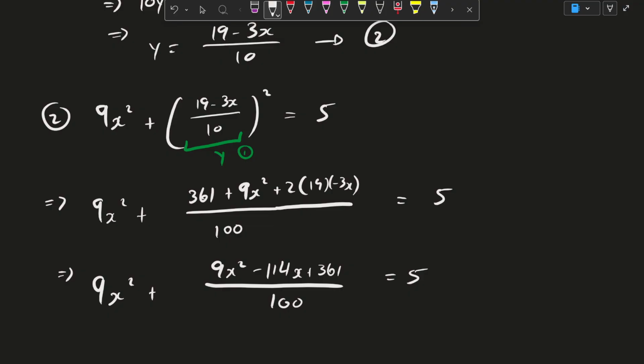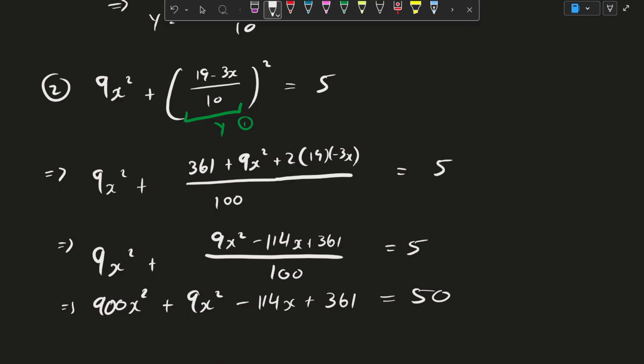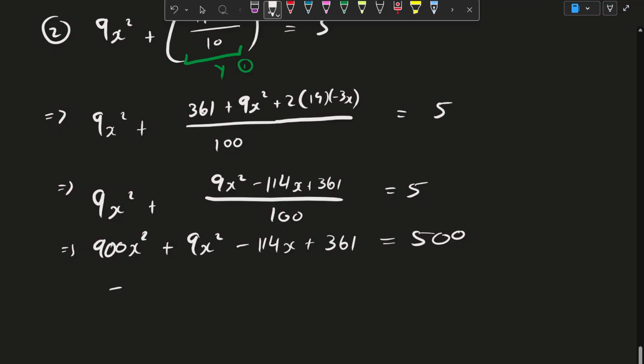Okay, now we're just going to multiply everything by that 100. So we'll get 900x squared plus 9x squared minus 114x plus 361 is equal to 500. Which means that 909x squared minus 114x and then subtracting the 500, minus 139 is equal to 0.